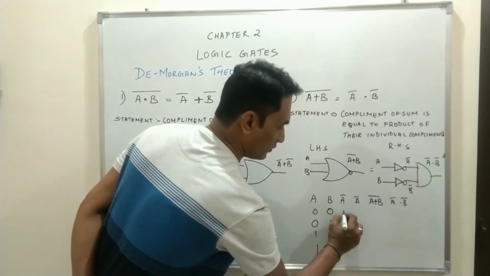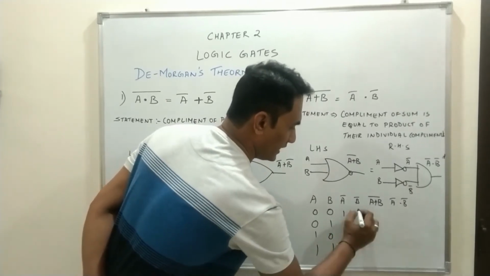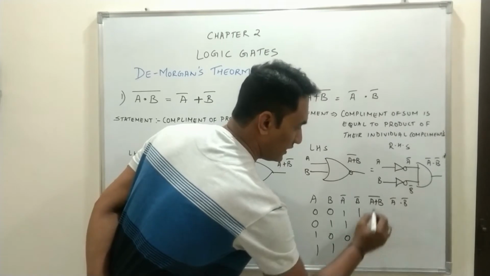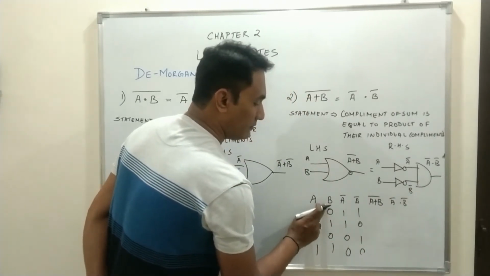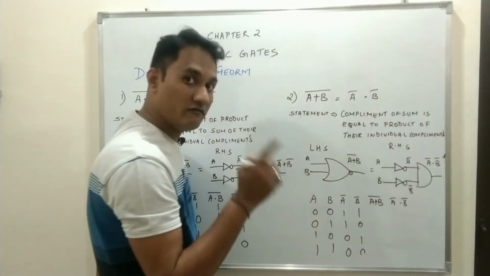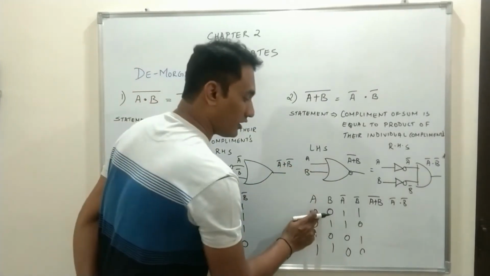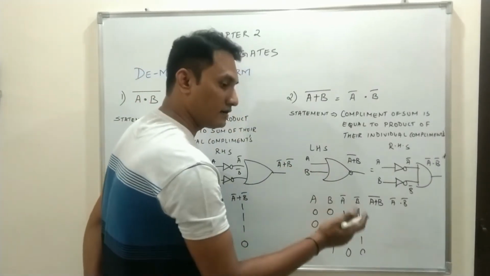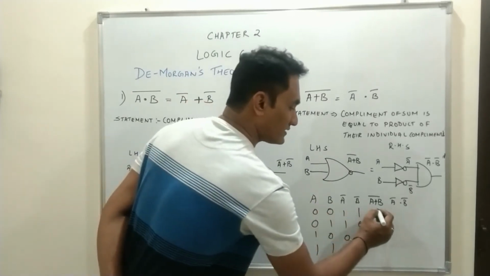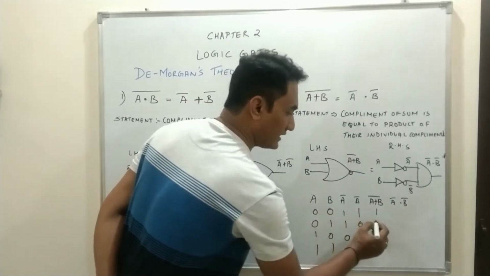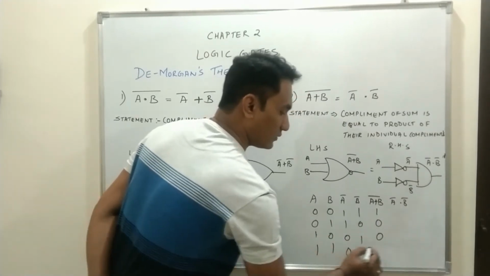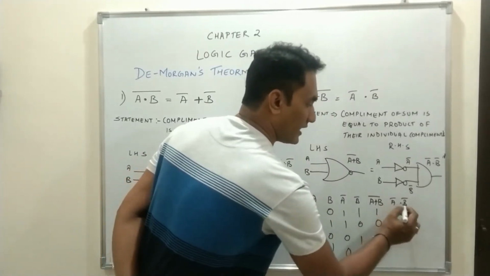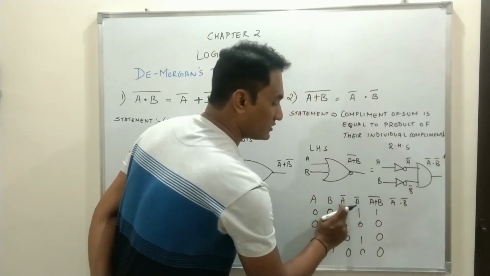A bar is 1 1 0 0, B bar is 1 0 1 0. (A plus B) whole bar means NOR logic between A and B. NOR logic is the inverse of OR, so addition and then complement. 0 plus 0 is 0, inverse 1. 0 plus 1 is 1, inverse 0. 1 plus 0 is 1, inverse 0. 1 plus 1 is 1, inverse 0. And A bar dot B bar means AND logic between these two columns.